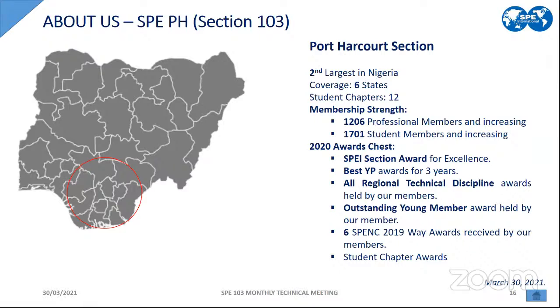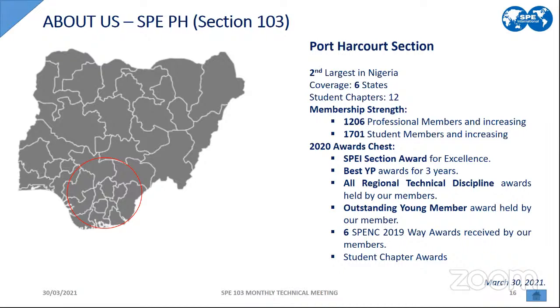So in our award chest, we have the SPE Section Award for Excellence. We also have the best YP awards for 3 years, and all regional technical discipline awards held by our members. We also have a standing Young Member Award held by one of our members, and 6 SPE NC 2019 awards received by our members, and a whole lot of student chapter awards.